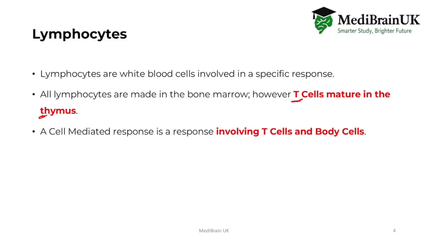Now a cell-mediated response is a response which involves T cells and normal body cells. There are also B cells that you need to be familiar with. However, B cells are part of a different response. They're still part of the process, but the name of the response is a bit different. So this is a cell-mediated response. This is stage 2. Stage 1 is your phagocytosis, stage 2 is your cell-mediated response, and then stage 3 is your humoral response. And that's where your B cells come in.